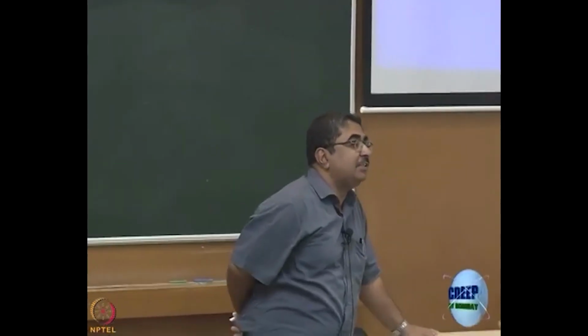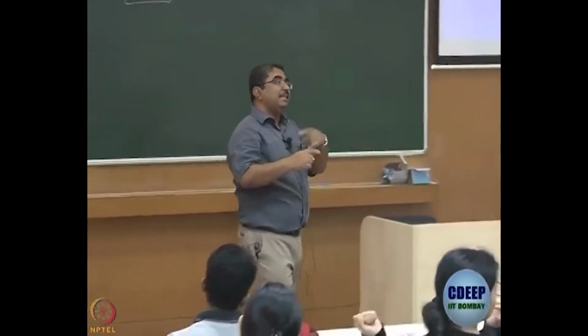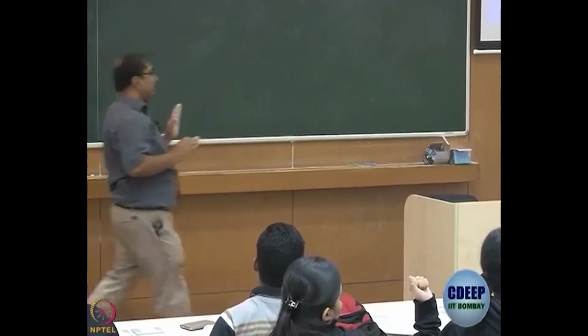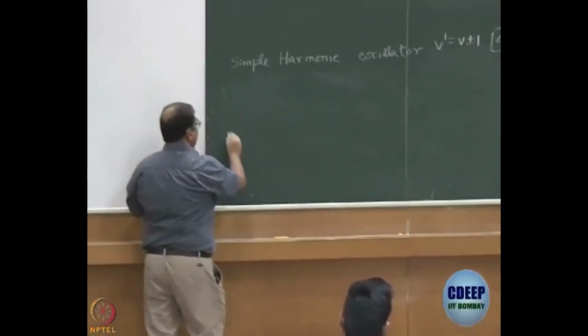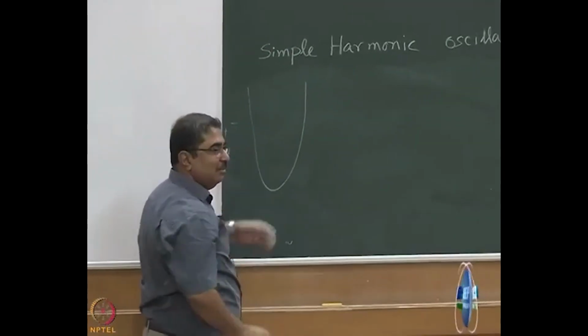If that is the case, what is the physical significance of the selection rule? It tells you which transitions take place, which transitions do not. For example, I will redraw this potential energy surface. Please accept that this is a parabola.